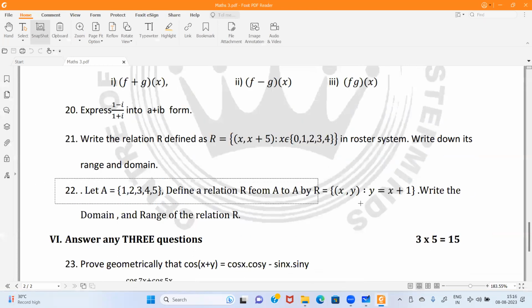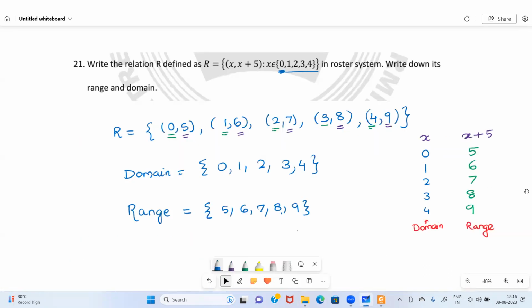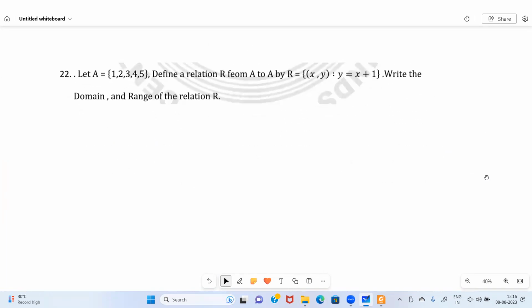Okay. Let's now look at the next question, students. Let A be {1, 2, 3, 4, 5}. Define a relation R from A to A by R is equal to {(x, y): y is equal to x plus 1}. Write the domain and range of the relation R. This is exactly similar to the previous question. Right, students?